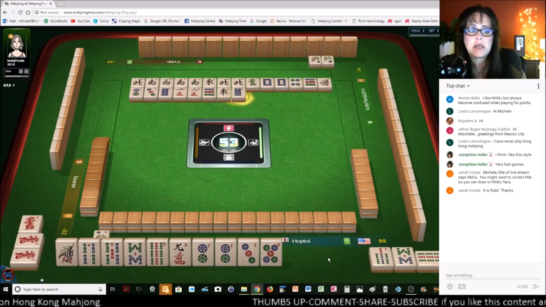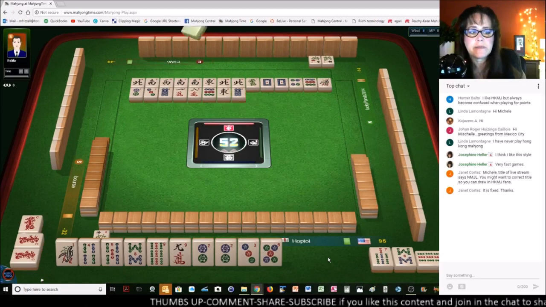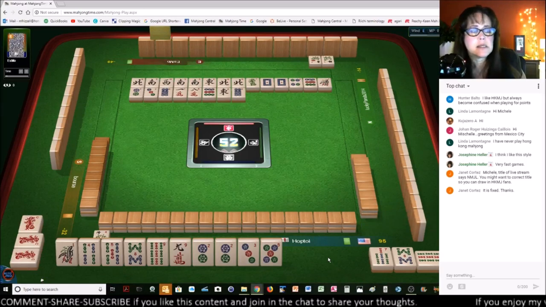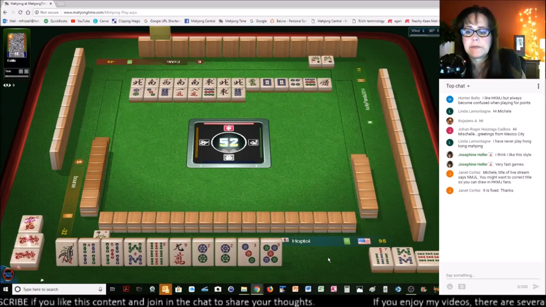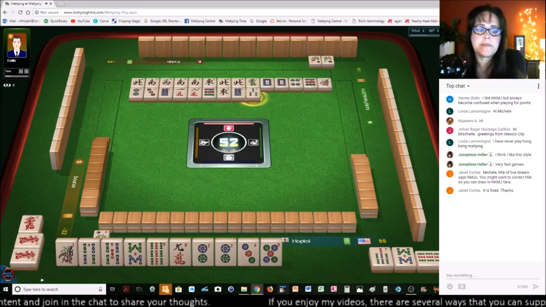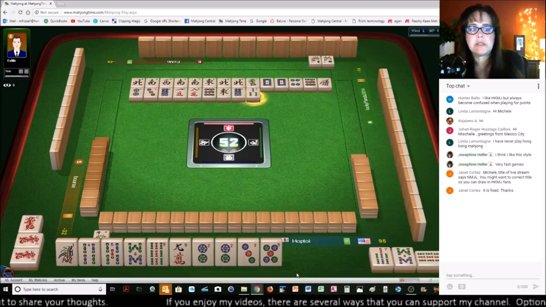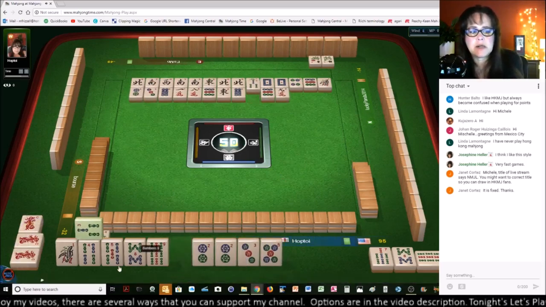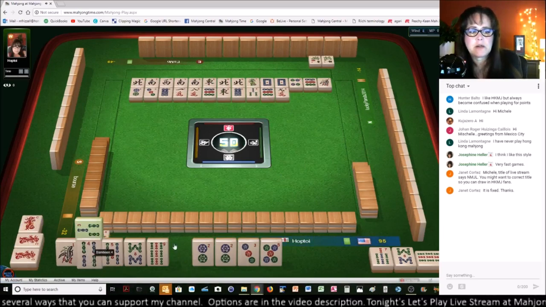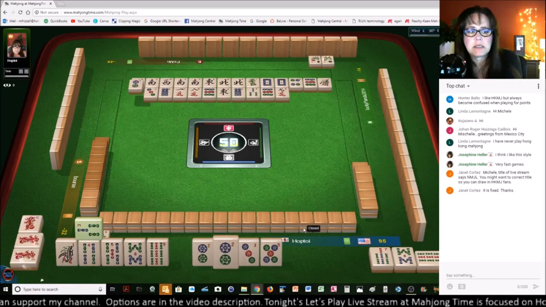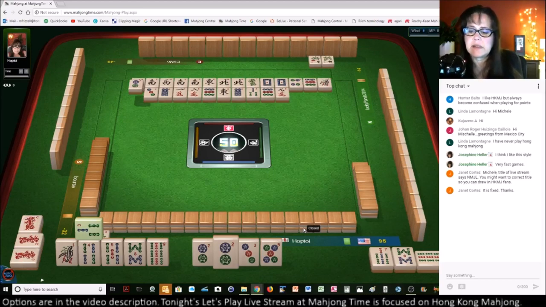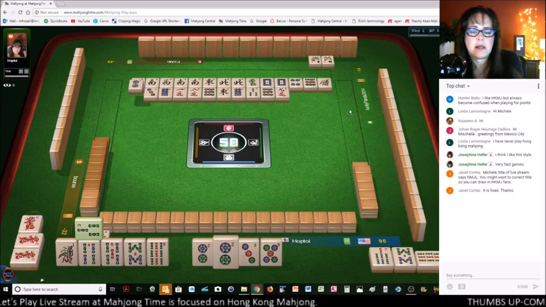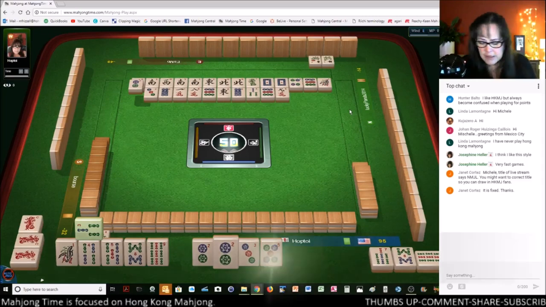I'm not sure. Let's see if we missed any tiles. We did not. We got lucky. We did not miss any tiles. Oh, somebody else got locked out too. So I'm not sure what happened there. Thankfully, we didn't miss any tiles. We might have missed the 8 crack, might have been ours. I don't know. Are we stuck again? Okay, I think I might be having some connection problems here.